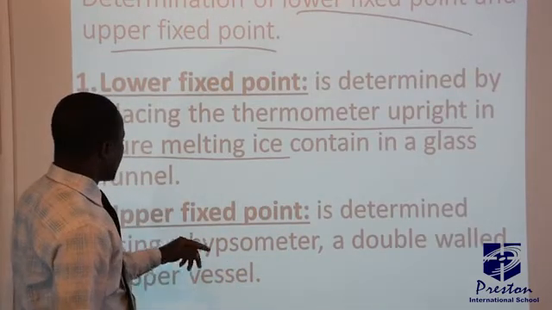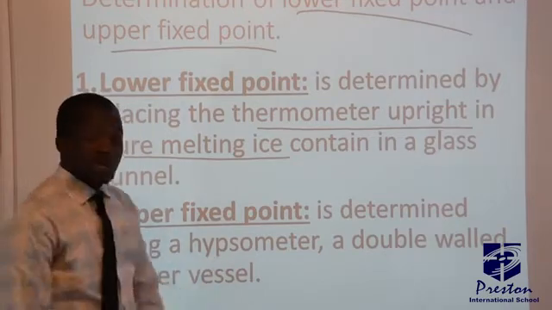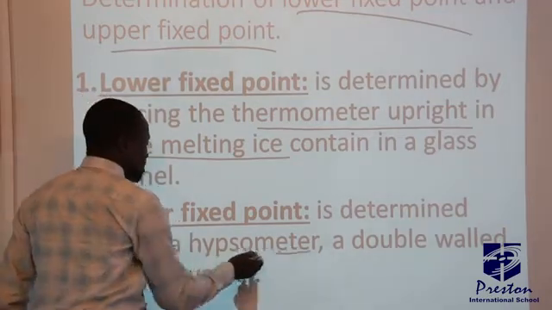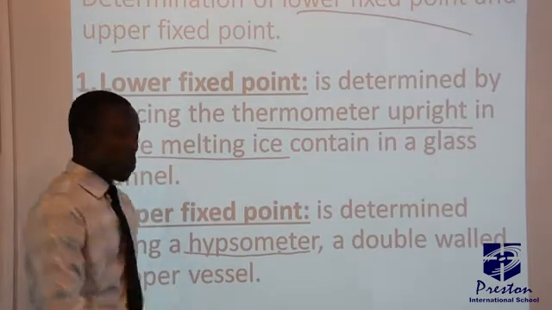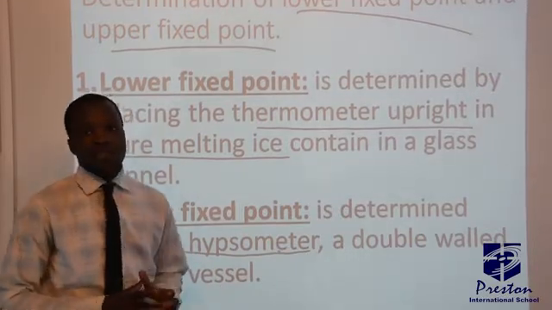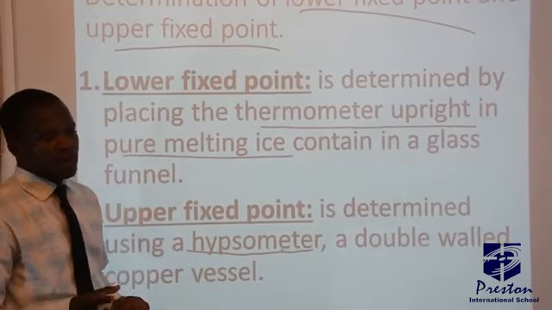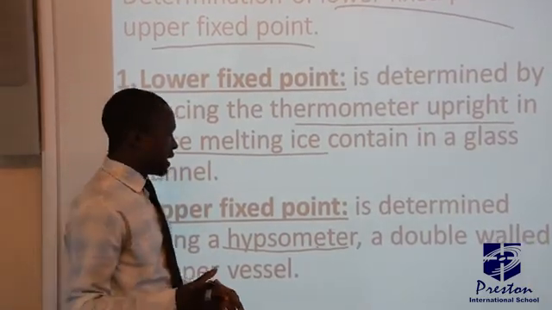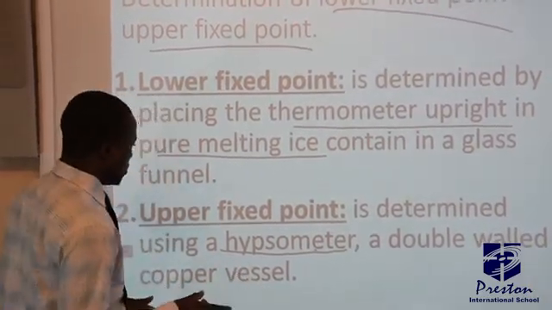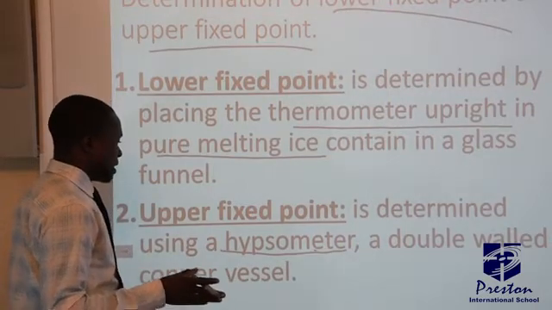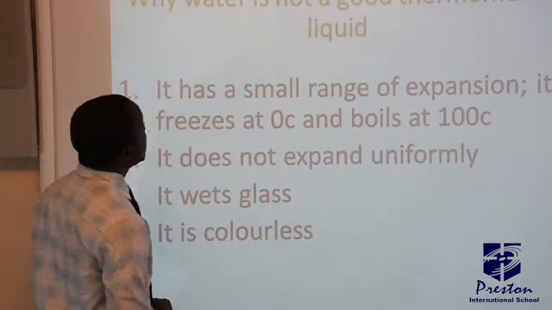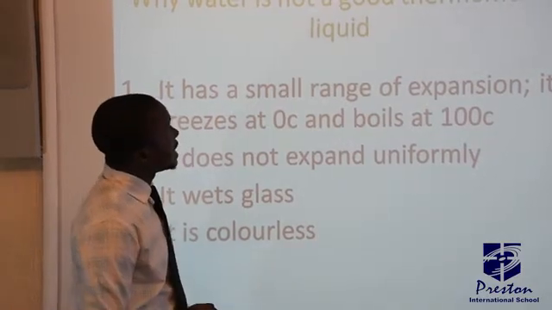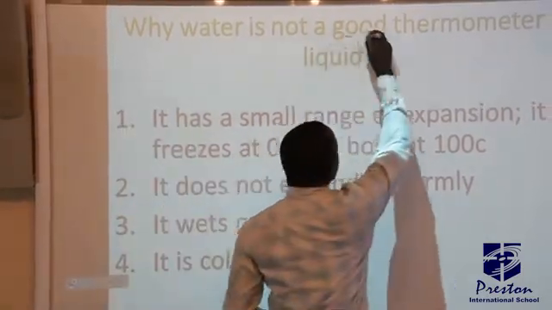Then we also have the upper fixed point. It is determined using what we call a hypsometer. This hypsometer is a double-walled vessel, and that is what you use to determine the upper fixed point. The upper fixed point, don't forget, is the temperature of the steam at the normal standard atmospheric pressure.